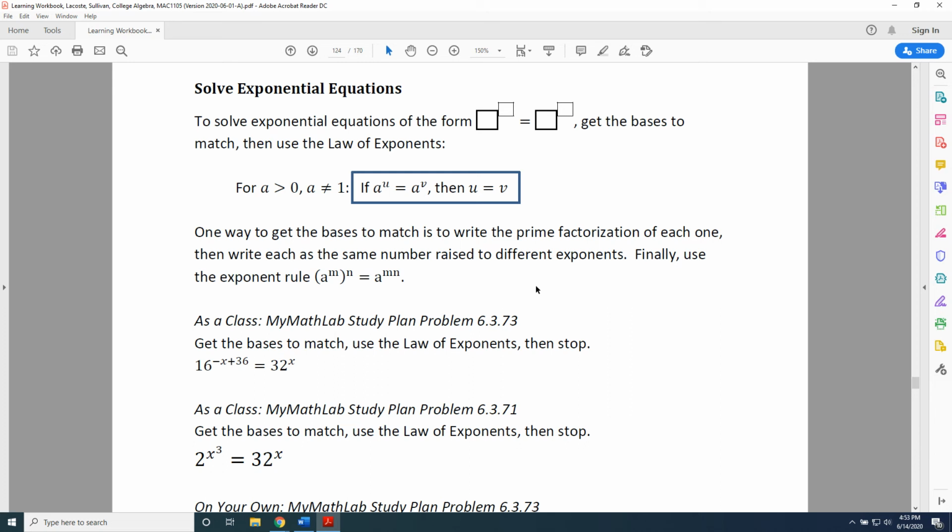So let's now return to the law of exponents. We started with a equals a. On the left side, I raised to the u power. On the right side, I raised to the v power. And we found that those are equal. For those to be equal, that means that u and v must be the same. So if a to the u equals a to the v, then we don't need the bases anymore. We can throw them away and just state that u equals v. If you can get the bases to match, set the exponents equal to each other.